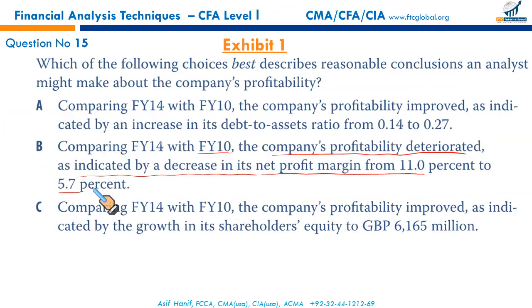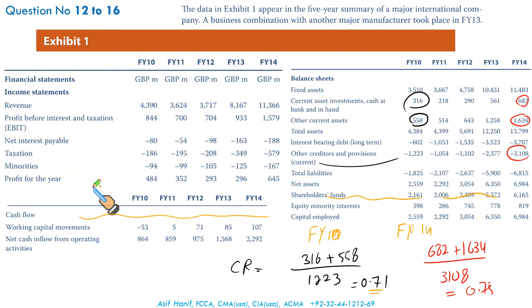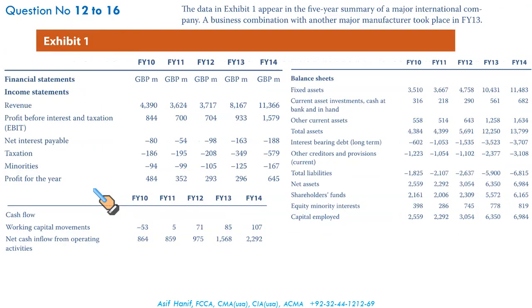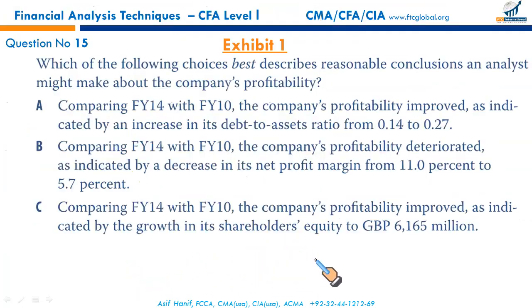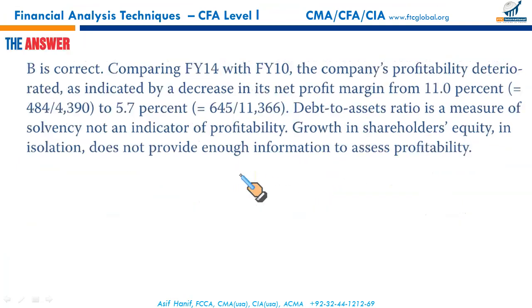Here we go. We need to calculate the net profit percentage. Straightforward. 484 upon 4439 for FY10, and it's going to be 11%. And for FY14 it's 645 divided by 11,366. It's going to be 5.7. These two numbers exactly match with your option B. Yes, profit margin has fallen from 11 to 5.7. That makes B the correct option.